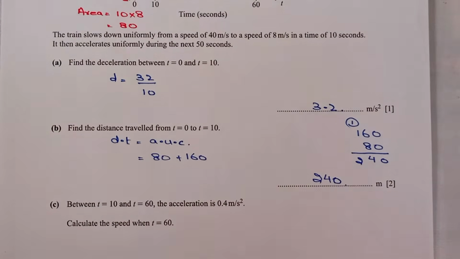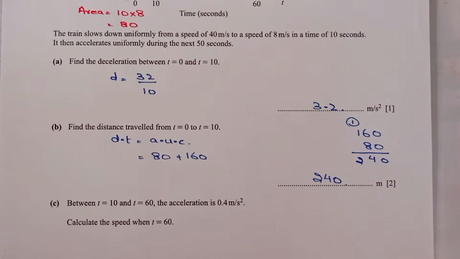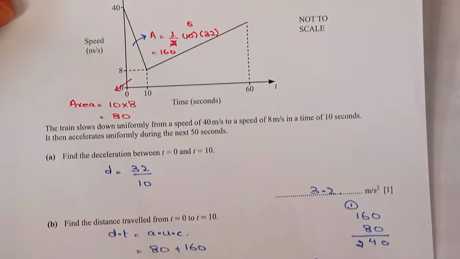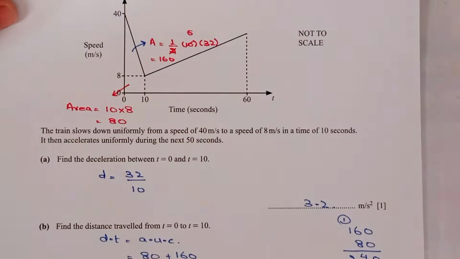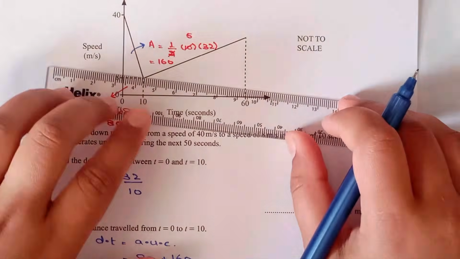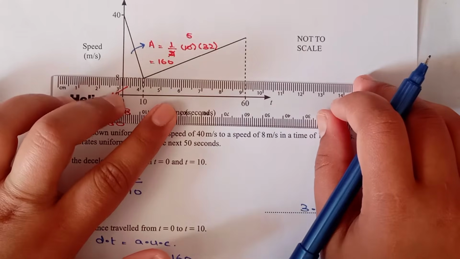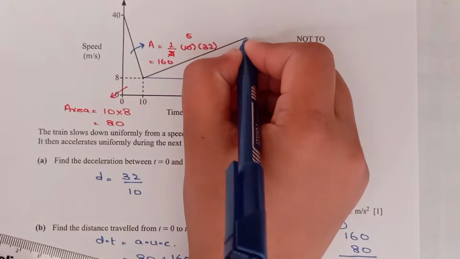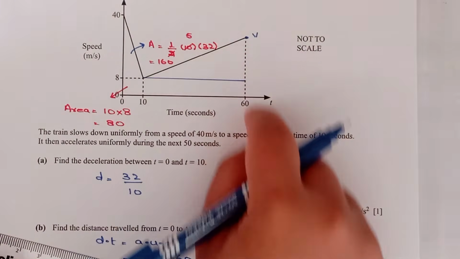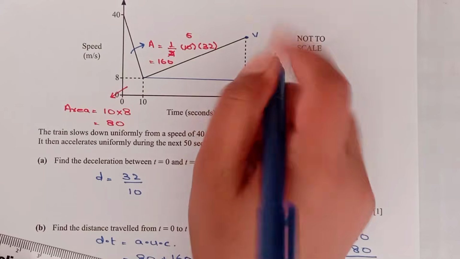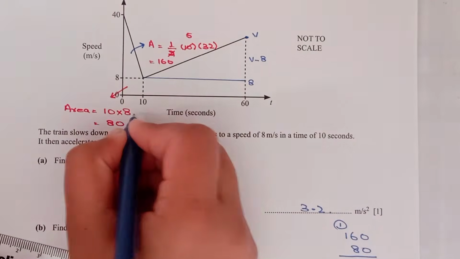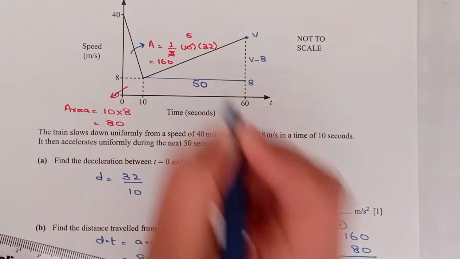Now the C part, between t equals 10 and t equals 60, the acceleration is 0.4 meters per second squared. Calculate the speed when t is 60. So we need to find the speed when the time is 60. If I draw the straight line, we need to find this speed v when the time is 60. So this would be 8. So what is this length? This length is v minus 8, right? And 10 to 60 would be equal to 50, right?